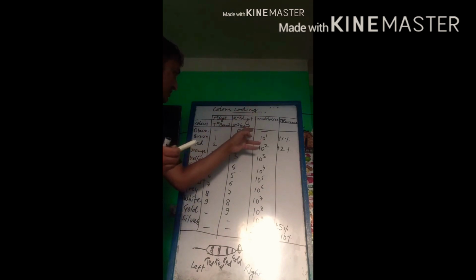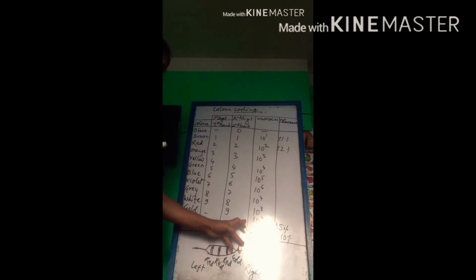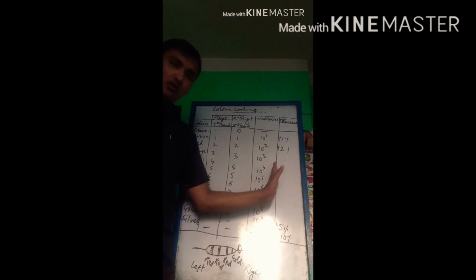Or if there are 5 bands, then if a third digit band is also there, you also have to start from 0, 1, 2, 3, 4 up to 9. You continue it and follow the same steps. Nothing different is there.